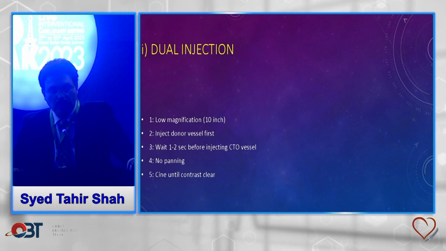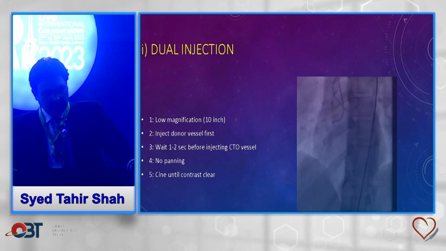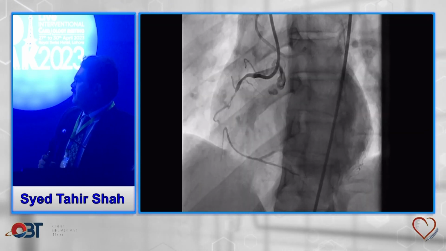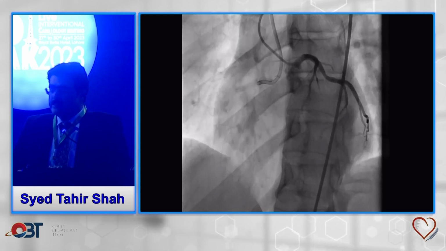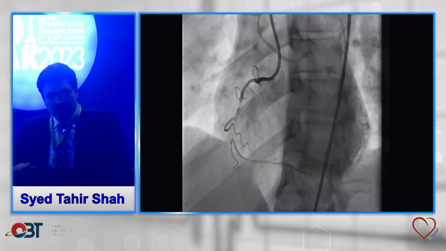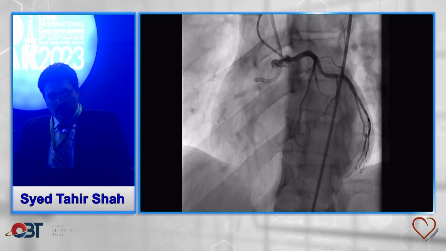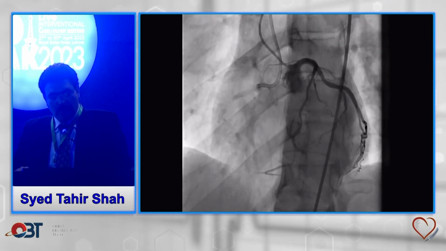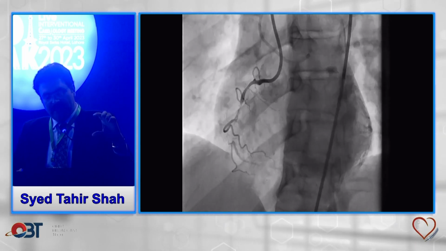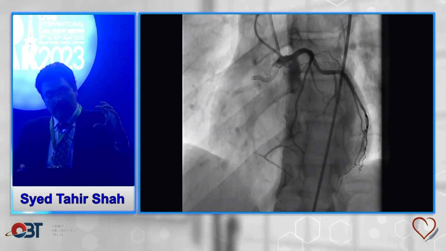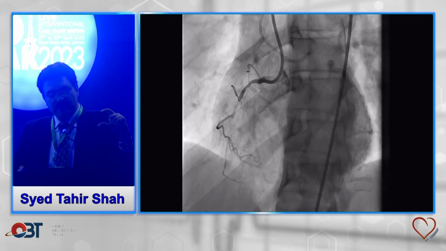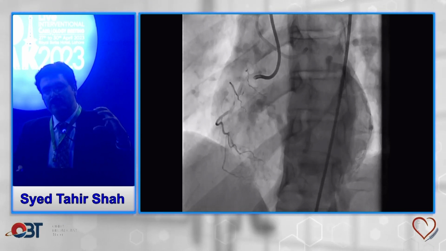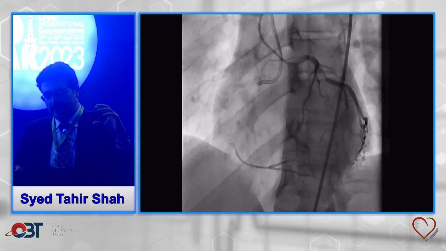There should be no panning of the machine until contrast clears. This is how perfect dual injection is performed. First, the donor vessel is injected, wait for 2 seconds, then antegrade injection is performed. Now you can identify the exact location, the branches, the nature of the CTO, any tortuosity, calcium, length, each and everything can be defined very perfectly.